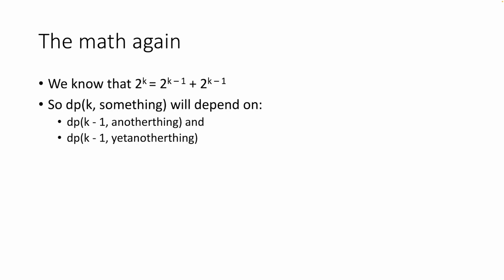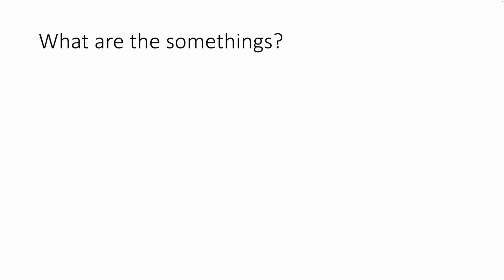So, the math. We know that 2 to the power of k is 2 to the power of k minus 1 plus 2 to the power of k minus 1. So dp of k and something will depend on dp of k minus 1 and another thing, and dp of k minus 1 and yet another thing. So now we must figure out those somethings.